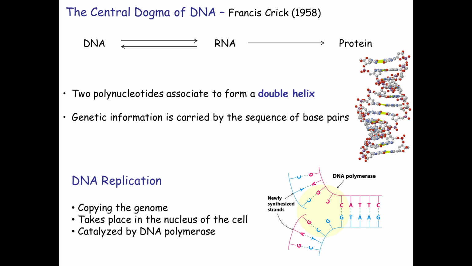So let's go over the processes real quick. DNA replication. DNA is copying itself, making new strands. It happens in the nucleus of a cell. Of course, if we're talking about prokaryotes, it just happens in the cytoplasm because they don't have a nucleus. And like you told me, it's catalyzed by an enzyme called DNA polymerase.